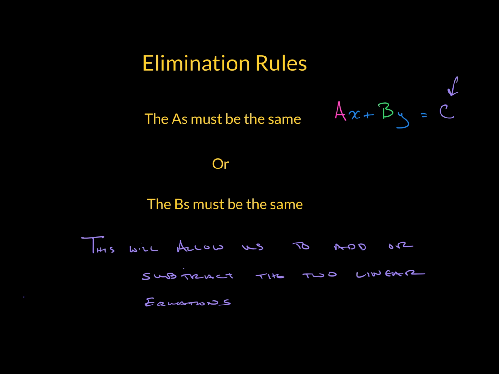So a little recap: your A's must be the same. That means your coefficients of X must be the same, or your coefficients of Y must be the same. And I don't care about sign at this point. I'm just looking at the number. It could be positive or negative, that doesn't matter, but I am looking specifically at the value of that number. If they're the same, that's awesome because it allows you to add or subtract right off the bat. If they're not the same, then we have to do something.